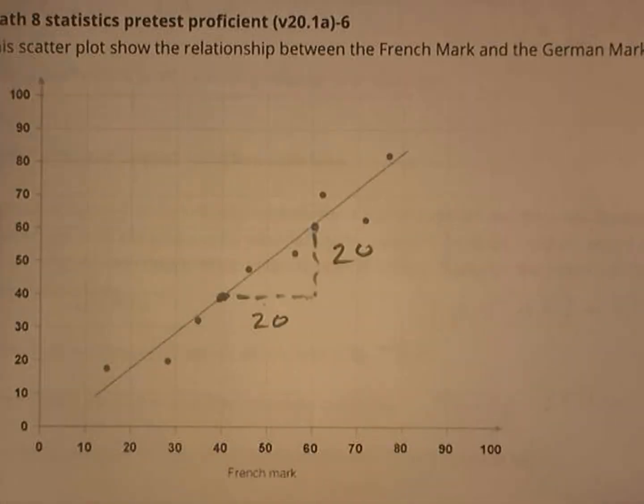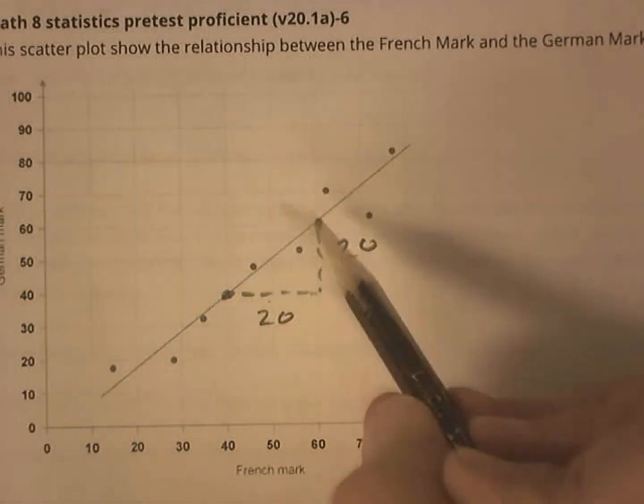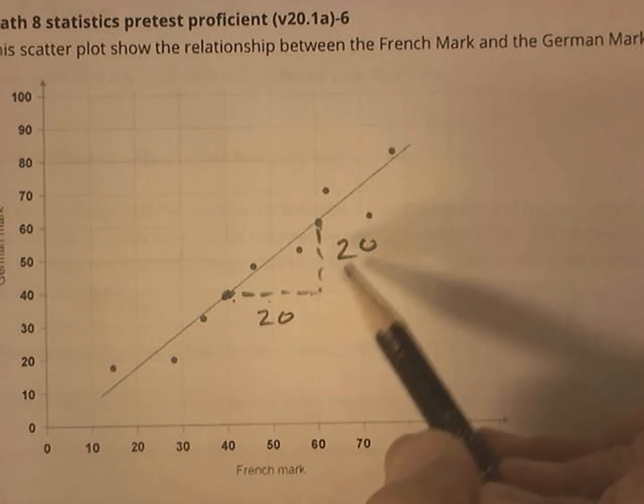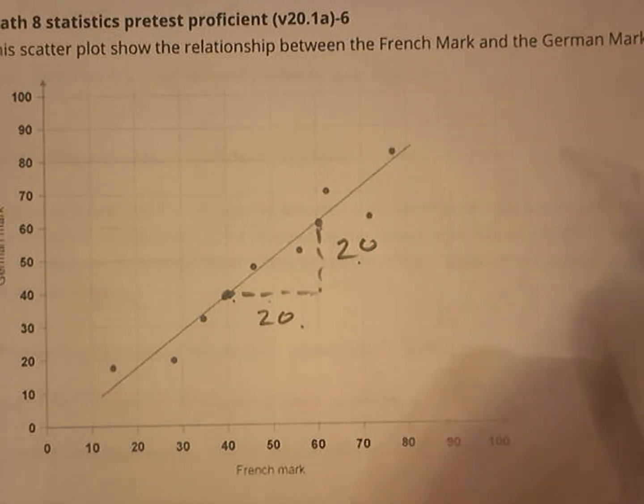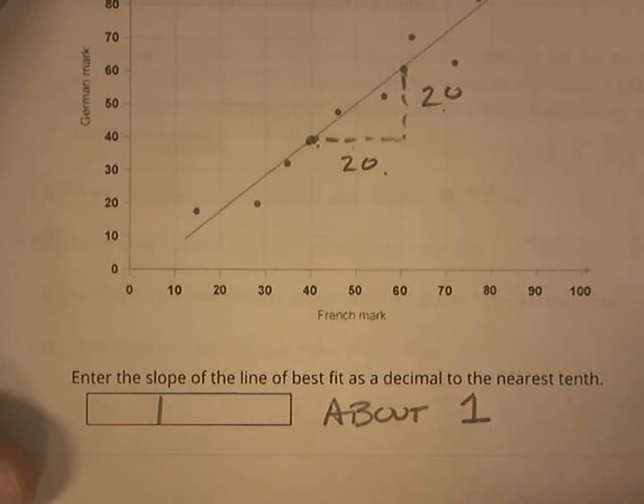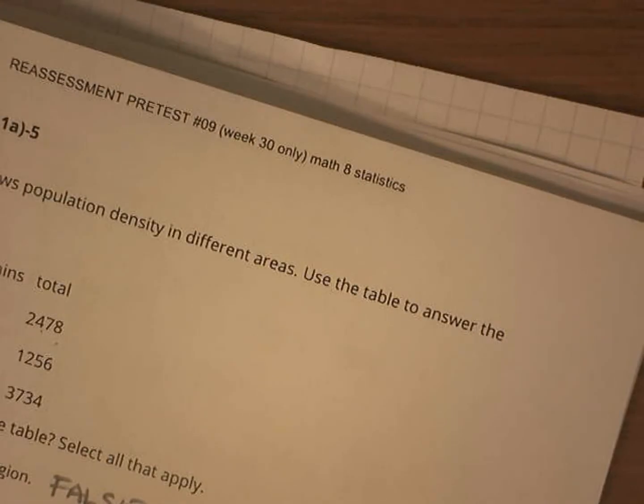This one I have to find the slope. Well, I found two good points. I drew in a slope triangle, and I got about 20 over 20, which is 1. I would accept anything around 1, so a 0.9, a 0.8, a 1.1.